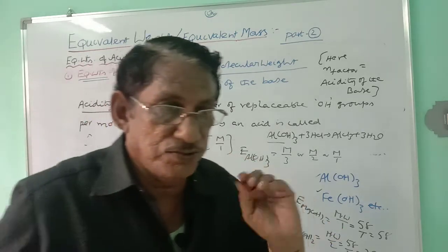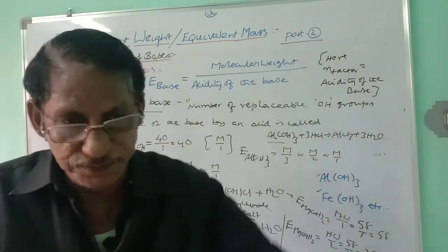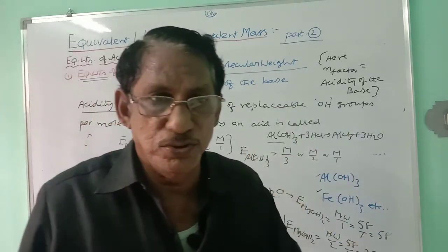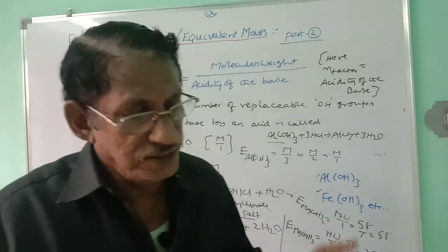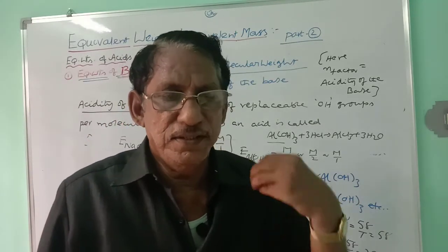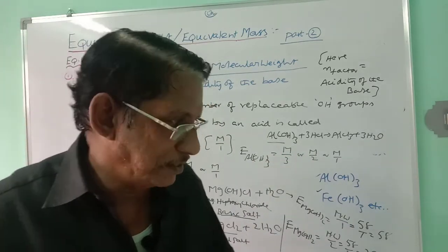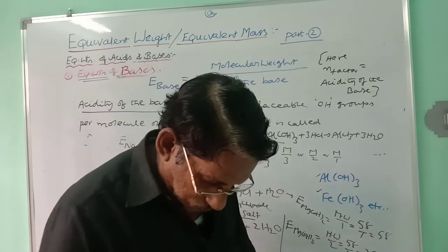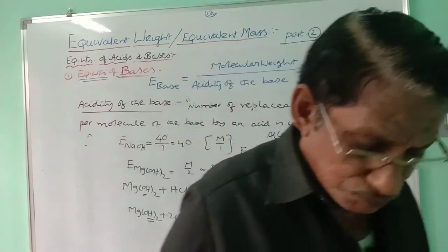If the acidity is equal to 3, then the equivalent weight is equal to M by 3, M by 2, M by 1. If the acidity of the base is equal to 2, then the equivalent weight is equal to M by 2 or M by 1. If the acidity of the base is equal to only 1, then equivalent weight is equal to molecular weight. Equivalent weight is equal to molecular weight by 1. So both are equal. In this way, we can assign the equivalent weights for any acid, any base.